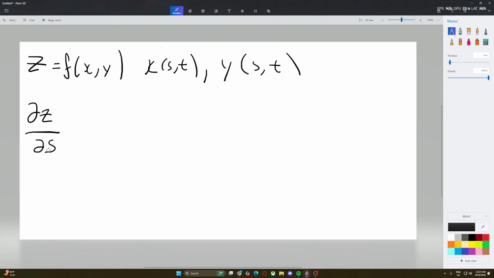And also there's this. It depends on which partial you're getting, but now you're getting dz dt is equal to the partial s.